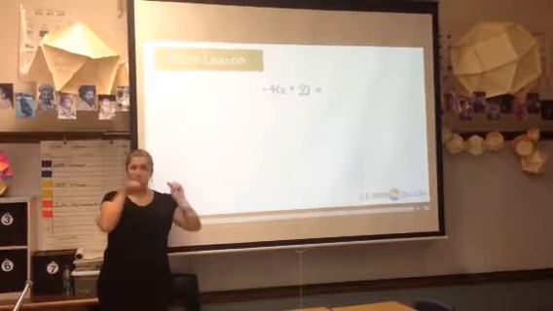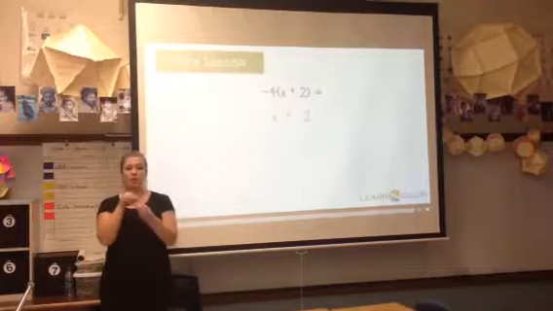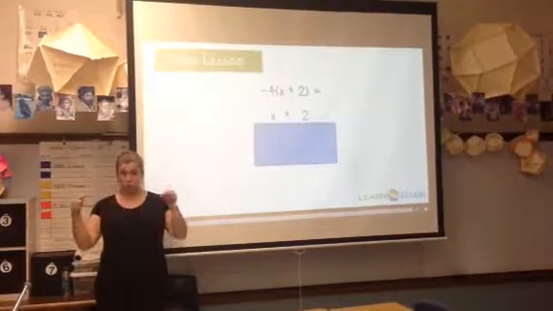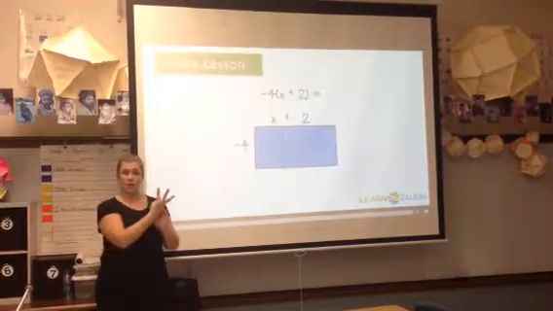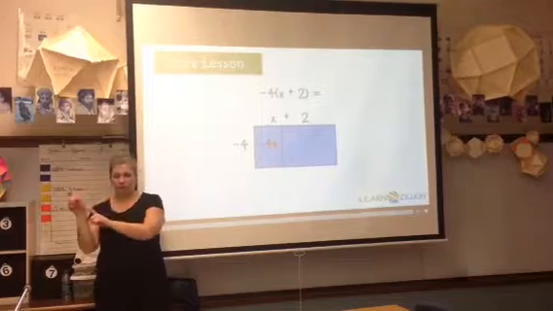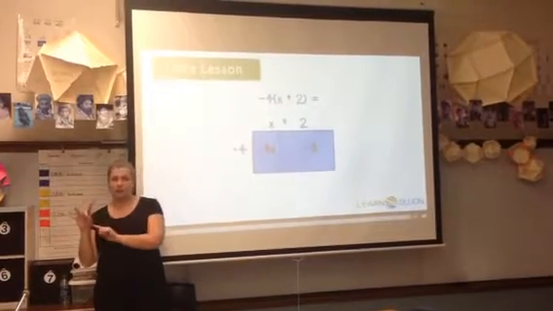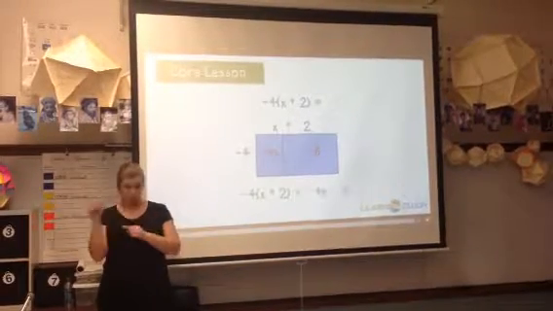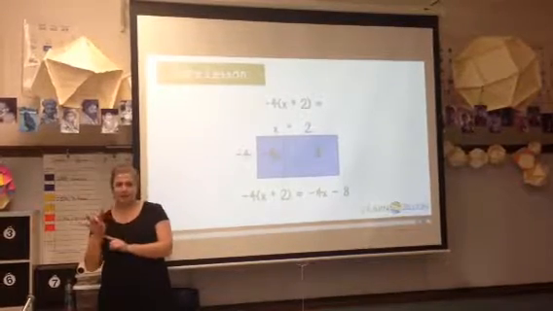Let's say we have negative 4 times the quantity x plus 2. This means that we are multiplying x plus 2 times negative 4. And negative 4 times x is negative 4x. And negative 4 times 2 is negative 8. So negative 4 times the quantity x plus 2 is equal to negative 4x minus 8.